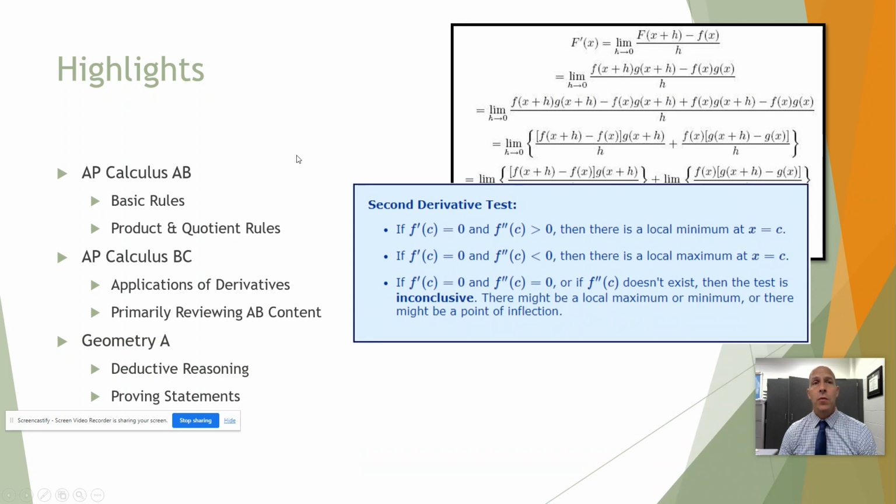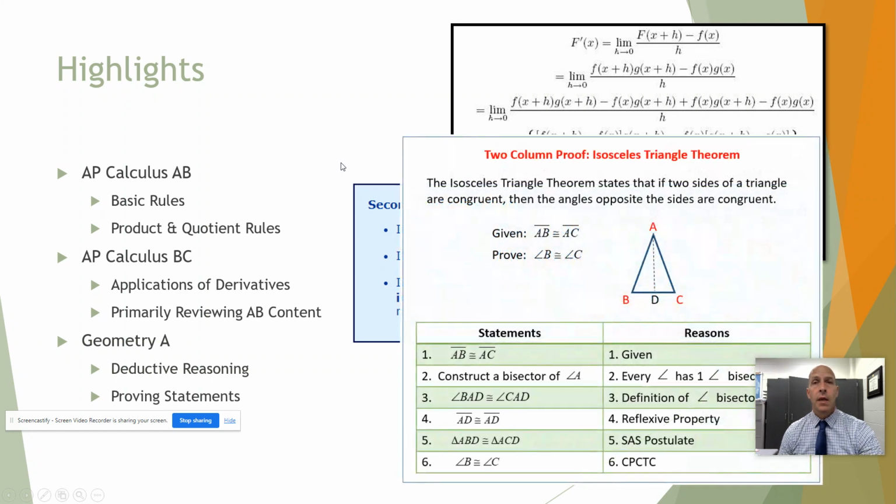In Calc BC, we're still looking at Chapter 3, which is on applications of differentiation. Here we can see the second derivative test given. Again, we're primarily just reviewing AB content, although this week we are going to look at something that I haven't taught before. In geometry, we are focused on deductive reasoning and proving statements. So here we can see a proof of the isosceles triangle theorem.